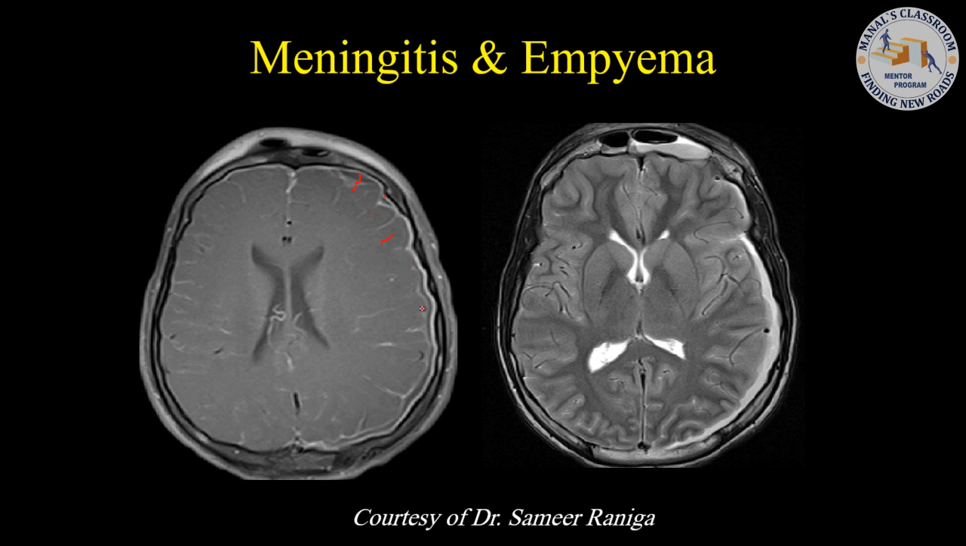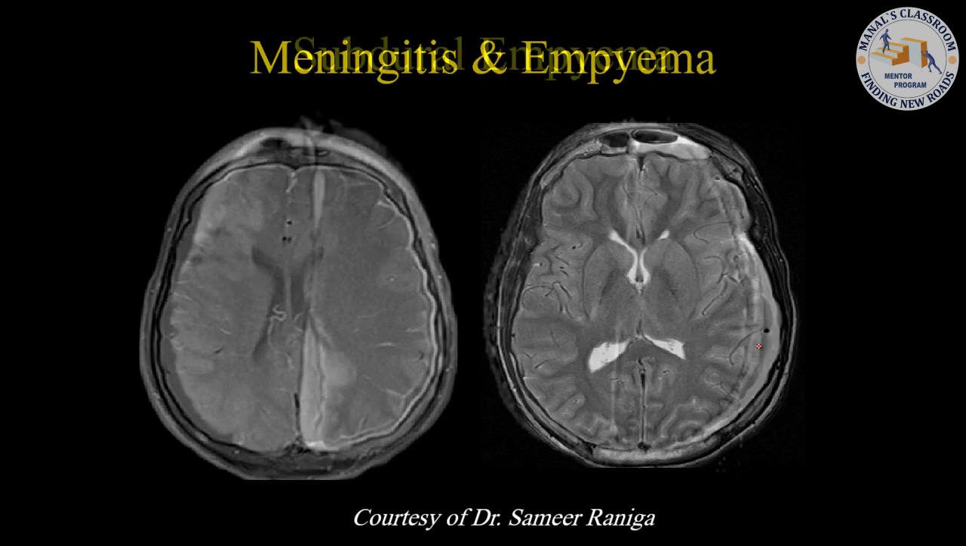There's diffuse enhancement. And if you look real closely and have a sharp eye, you can start seeing a separation between the enhancing dura medially and the inner table of the calvarium laterally. And when we look at the T2 weighted images here on your right-hand side, what we see here is an empyema. So this is an example of a subdural empyema that was associated with acute sinusitis.